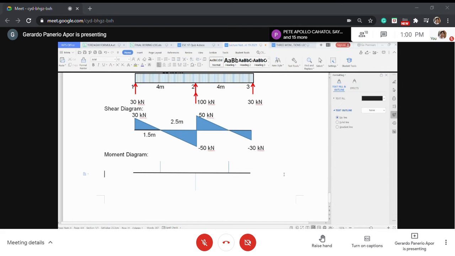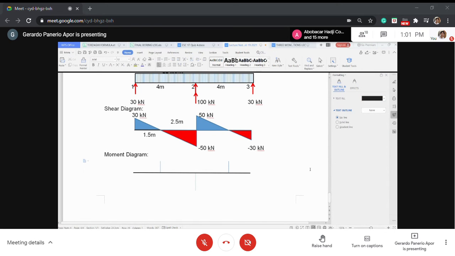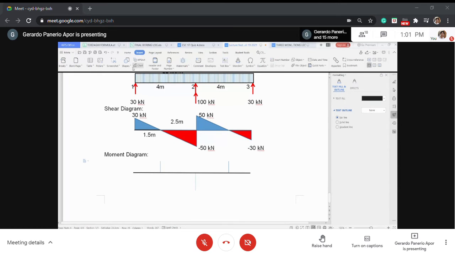Now maybe I will change the color of the negative. So all red ones are negatives, and the others use this color. That is just styling. This one is positive, so you will have a positive moment. So your diagram will look like this.